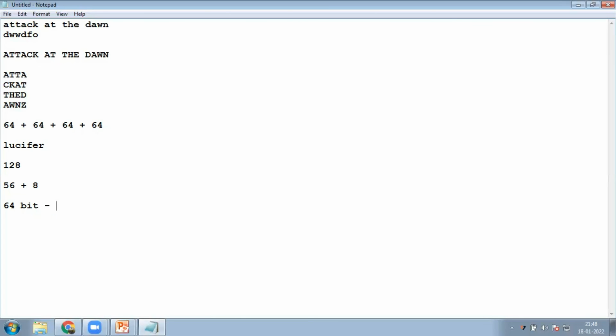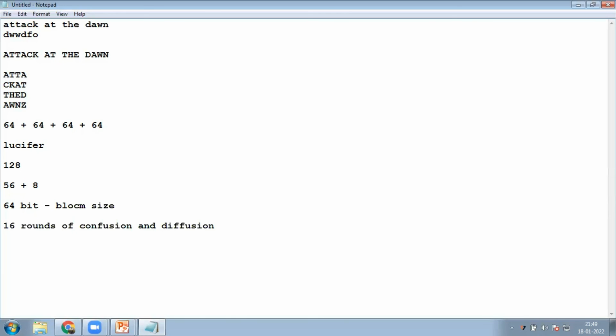Now we saw 56 plus 8 is 64-bit, and 64-bit is the key, and the block size is also 64-bit. Each and every block undergoes 16 rounds of confusion and diffusion, very similar to substitution and transposition. In fact, if you do a substitution and transposition using different keys, that is called a super encryption. And it does a super encryption for 16 rounds of confusion, diffusion.